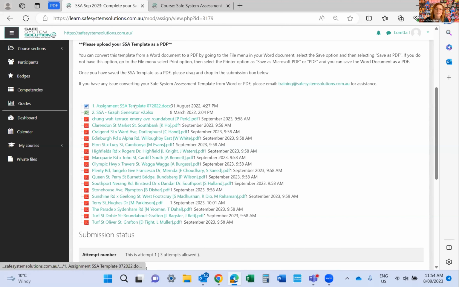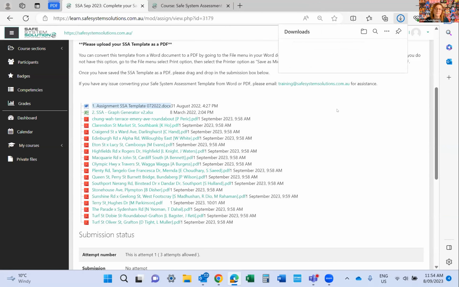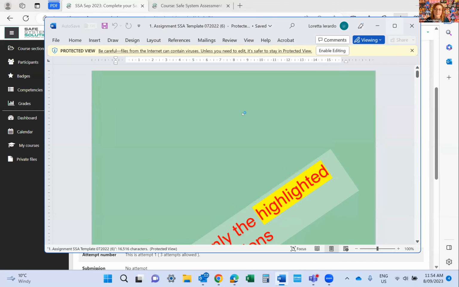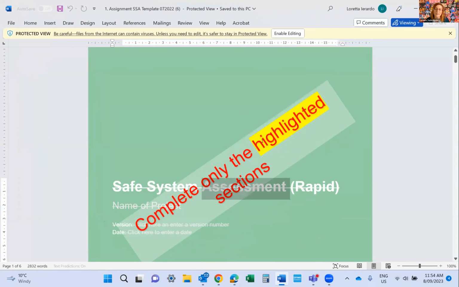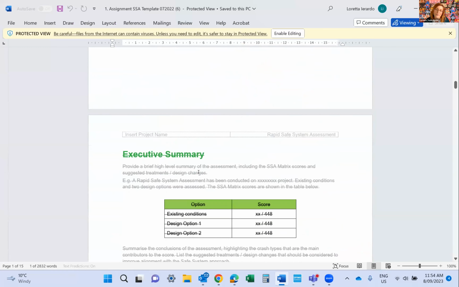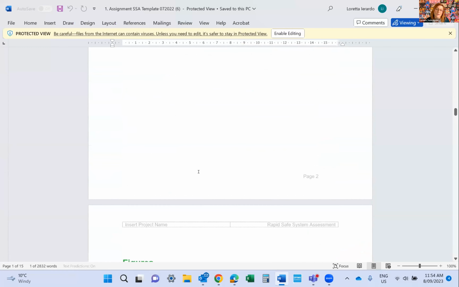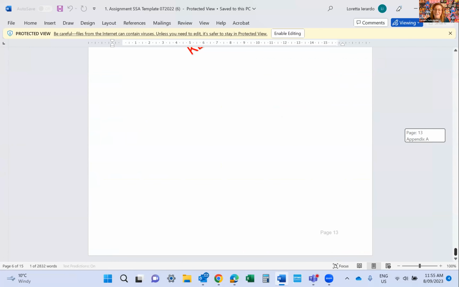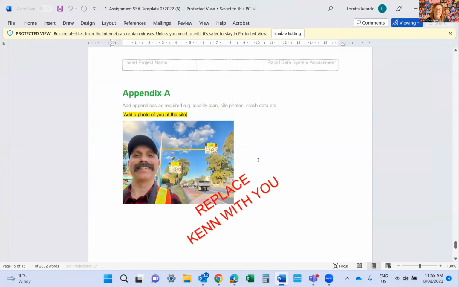What you'll need to do, of course, is open the template, because that's your main assignment that you need to fill in. So we'll open that now and have a look. There's also the graph generator. As Ken mentioned earlier, all the highlighted sections are what you need to fill out. So scroll all the way through the document and fill out just the highlighted sections, inserting your name, etc., all the way through. And then on the last page, make sure you take a photo of yourself at the actual site so we know you were there.